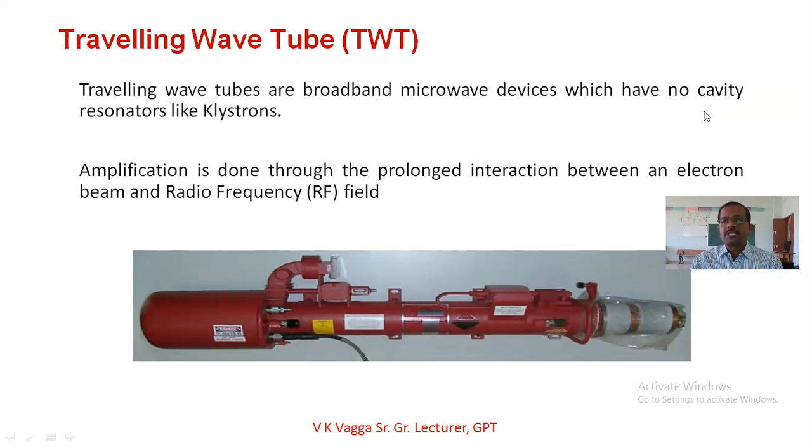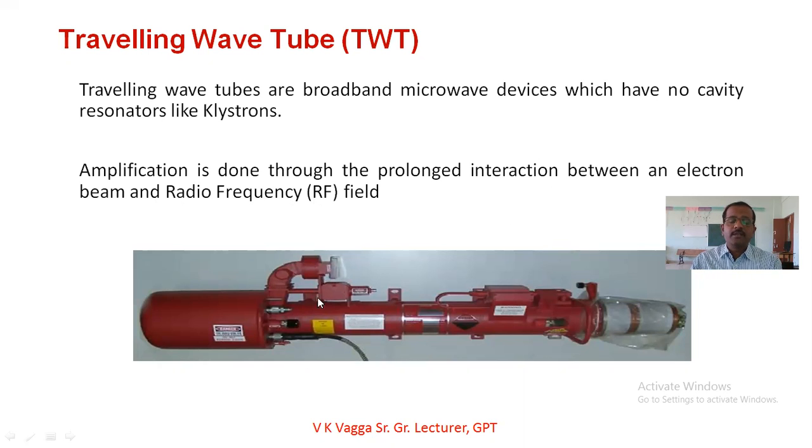But if you take the klystron, according to the inlet and the outlet, it consists of two cavities, or it is multi-cavity. One is the bunching cavity, another one is the catcher cavity. But in the case of the TWT, there is no cavity. The amplification is done through the prolonged interaction between the electron beam and the RF field. RF is the radio frequency.